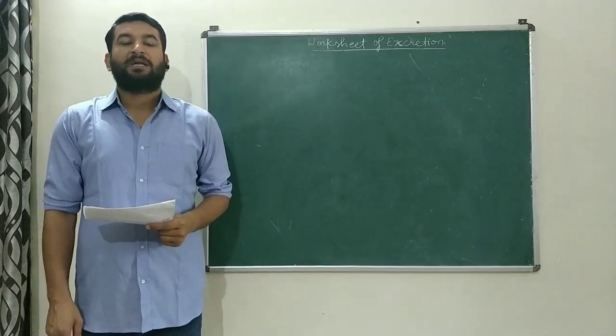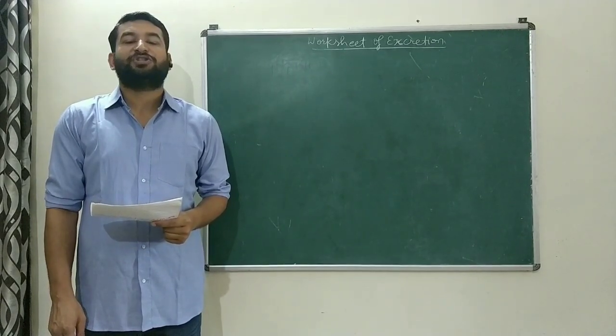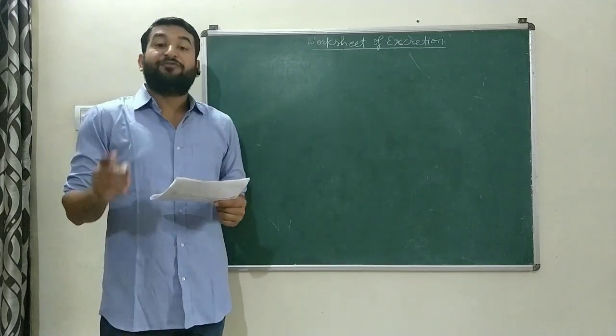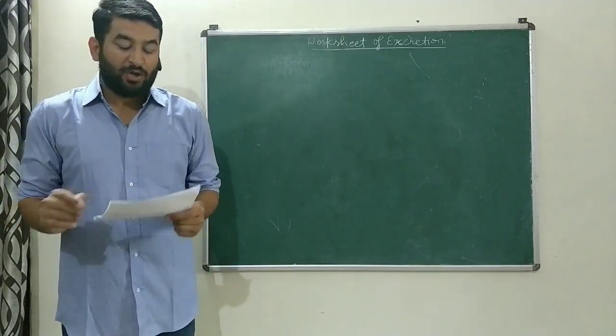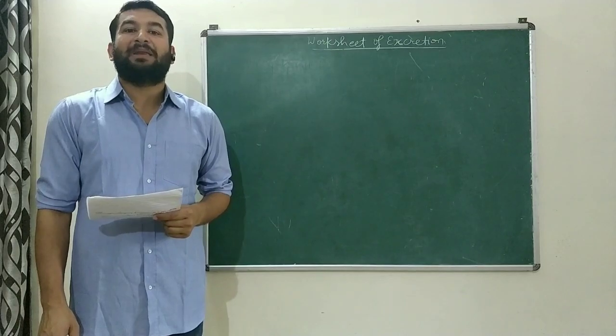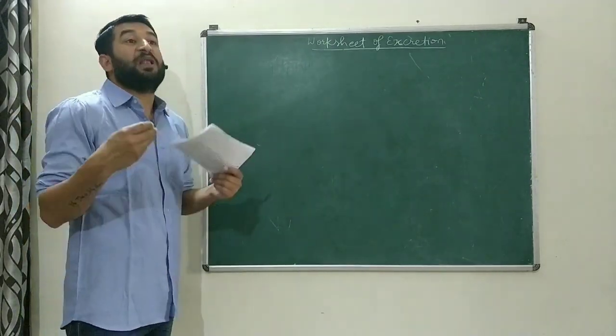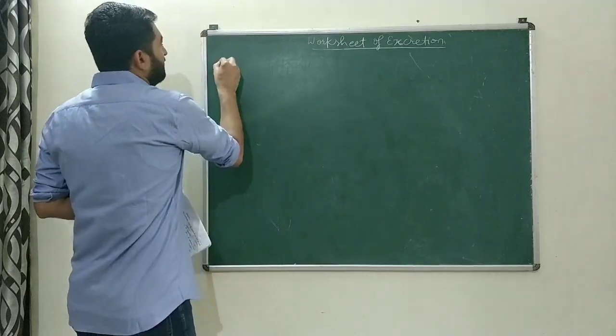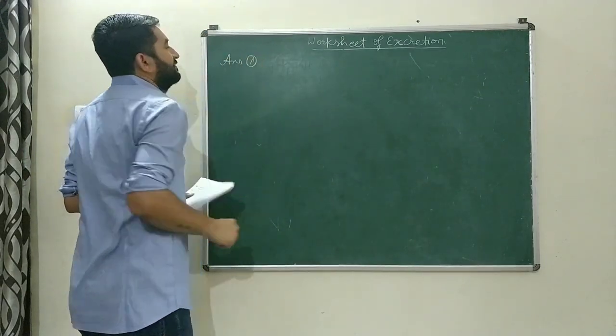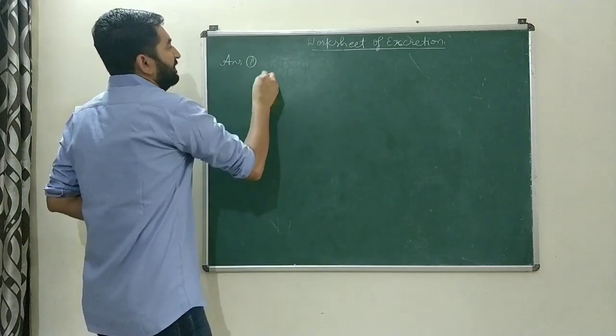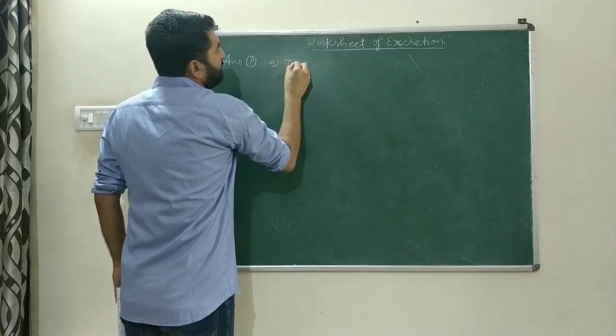Hello children, today we will discuss the worksheet of excretion. The first question of your worksheet of excretion is, what are the methods used by plants to get rid of the waste materials? By which methods plants remove their waste material? The answer to this question, the first thing, is transpiration.